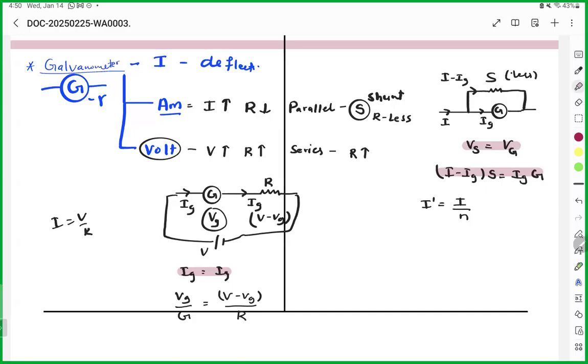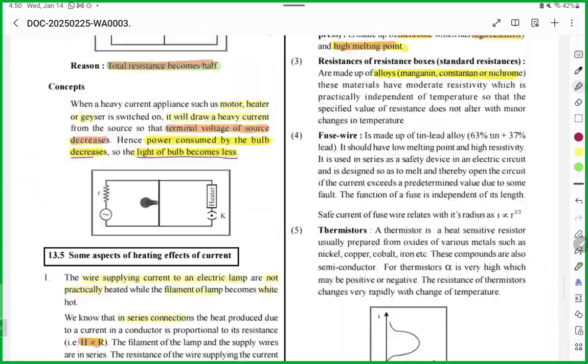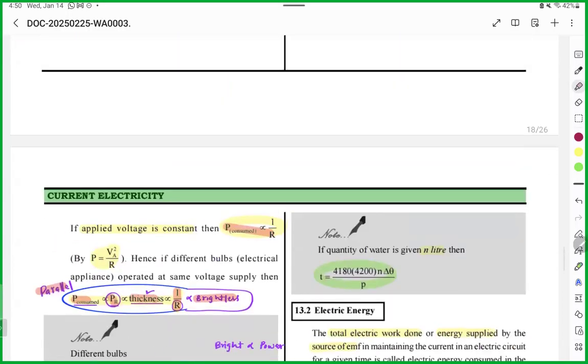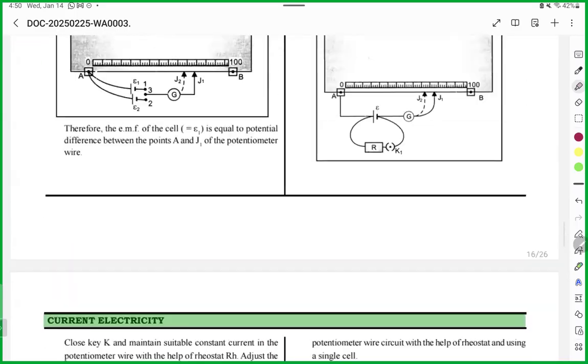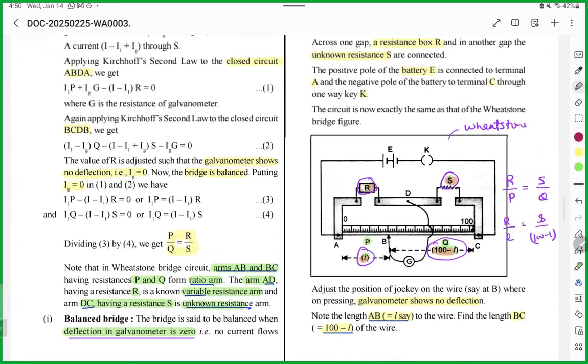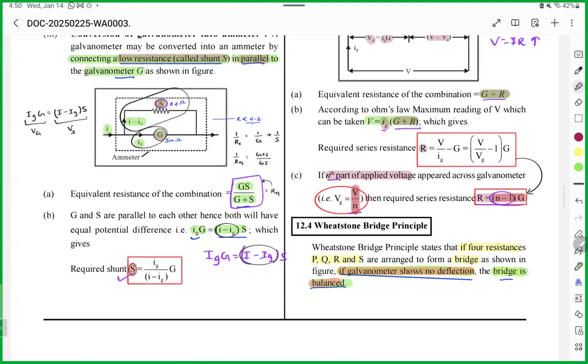Any doubts? Anybody have doubt in this? Now look, easy comparison. Don't hesitate if you feel, sir, this is going too much. Because this stuff, the rated part, sensitive potentiometer, heating effect of current, we will not do now because it will be too much. Potentiometer you don't have, I think, now. You have only meter bridge and Wheatstone bridge.